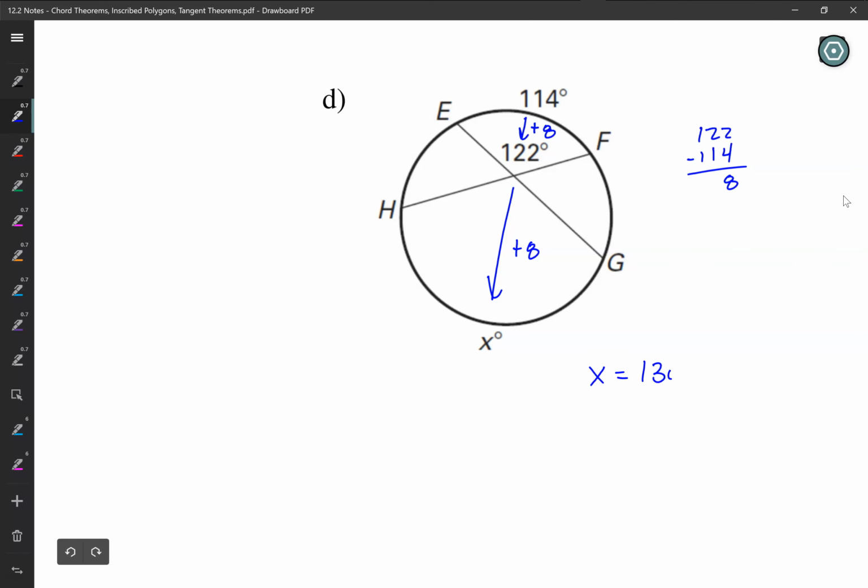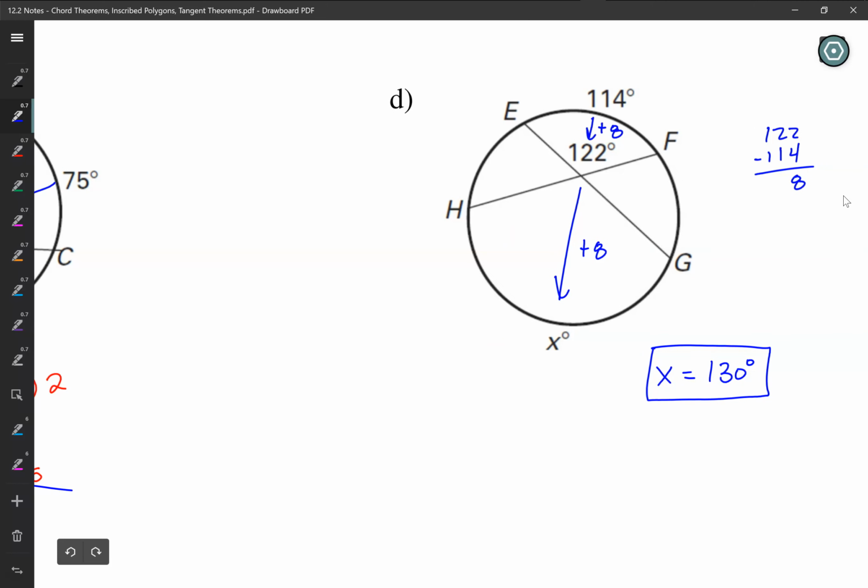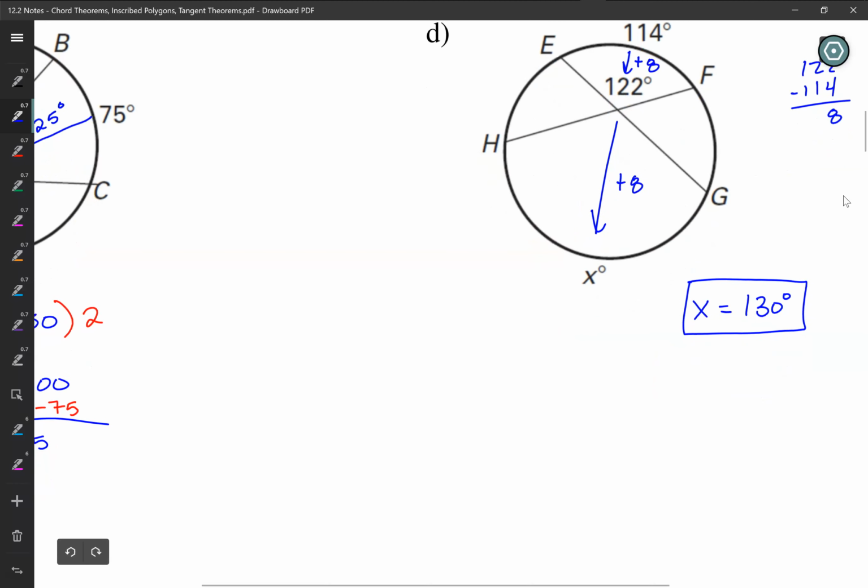122 plus 8 is 130. That is so much easier than solving an equation. You can solve the equation if you want to. Go for it. But why? All right. That is theorem number 1.